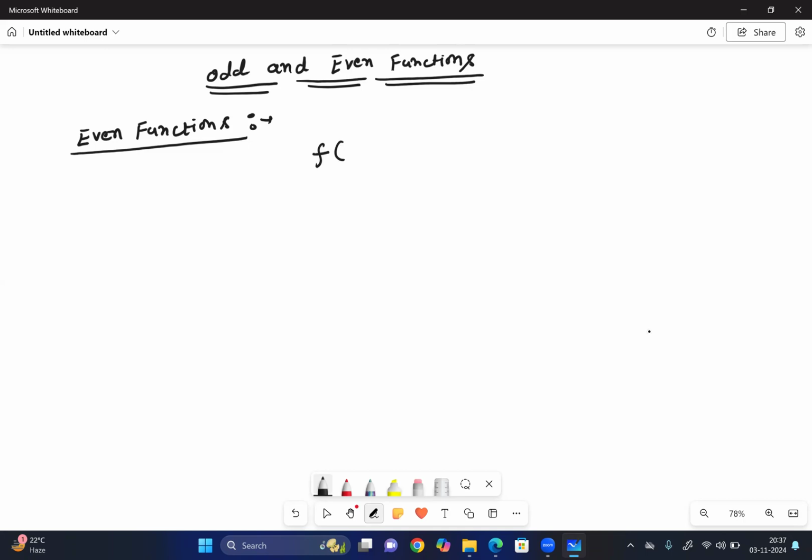Whenever we have a function f(x), and if we write minus x in place of x in all terms of that function, and we get f(x), then we call this function an even function.